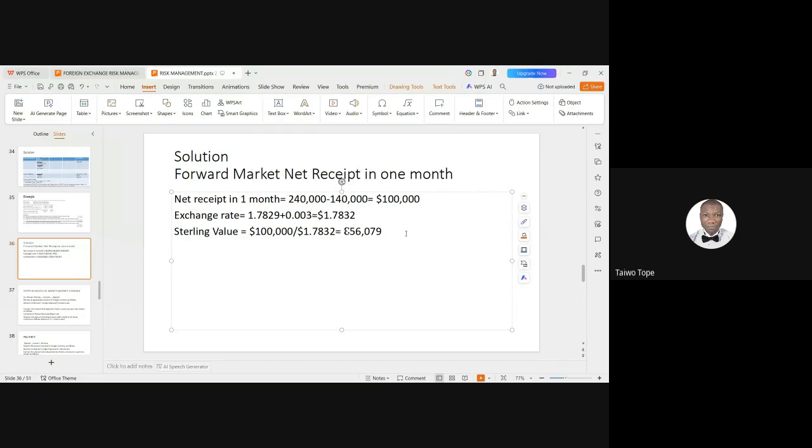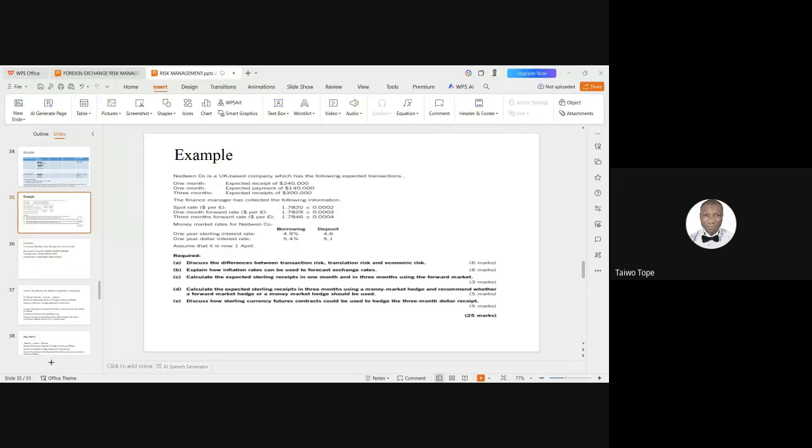So in 3 months, what will be the receipt in 3 months? What will be the receipt in 3 months? 3 months forward rate. What will be the receipt in 3 months in pound sterling? You have $300,000. In 3 months in pound sterling, it will be what?